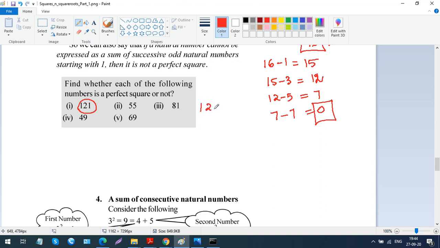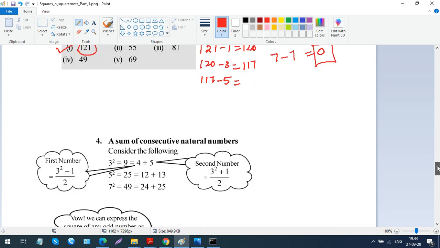So 121 minus 1 is going to give you 120. Then you take 120 minus 3, it is going to give you how much? 117. So like that you keep on doing. Okay, 117 minus 5, you see what you get. If you get 0 over here, then it works. If not, it doesn't work. Understood? So you do this problem, these things you can do. Alright, now you can do these things in your classworks.